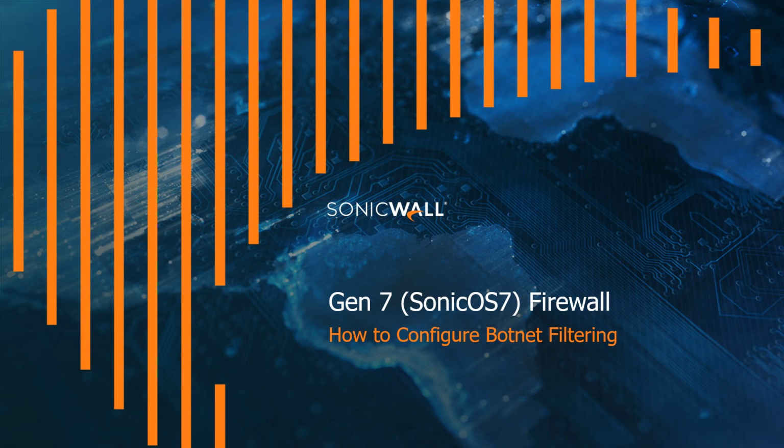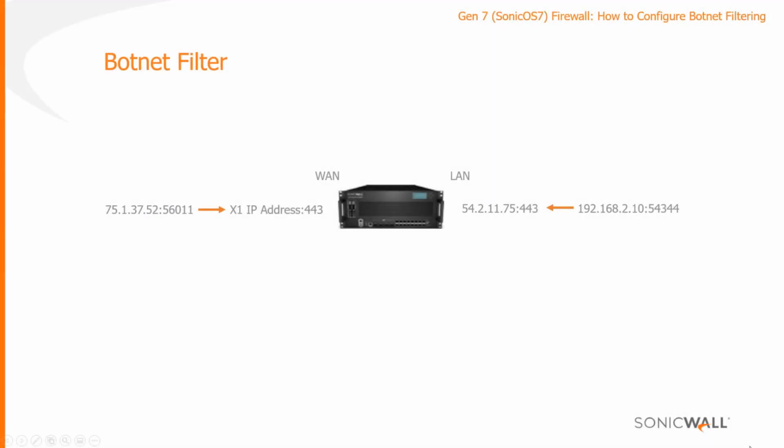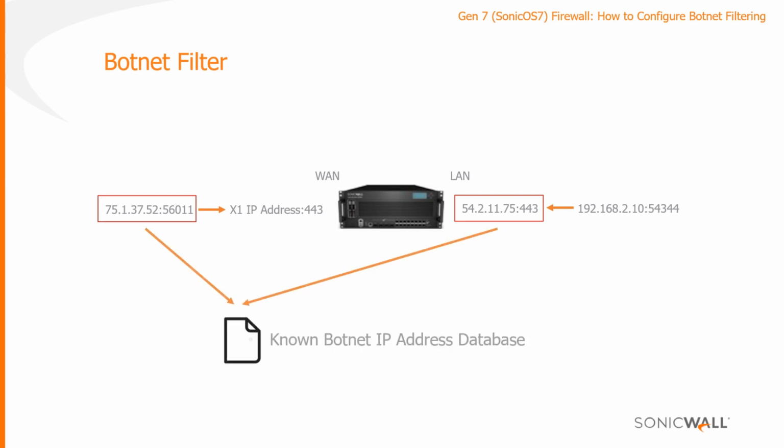Gen7 SonicOS 7 Firewall. Botnet filtering is probably the simplest of the security services to understand and set up. It simply takes the destination IP address for outgoing connections and the source IP address for incoming connections to the WAN and compares it against a list of known botnet or command and control type servers. If a match is made, the connection is blocked. Simple as that.